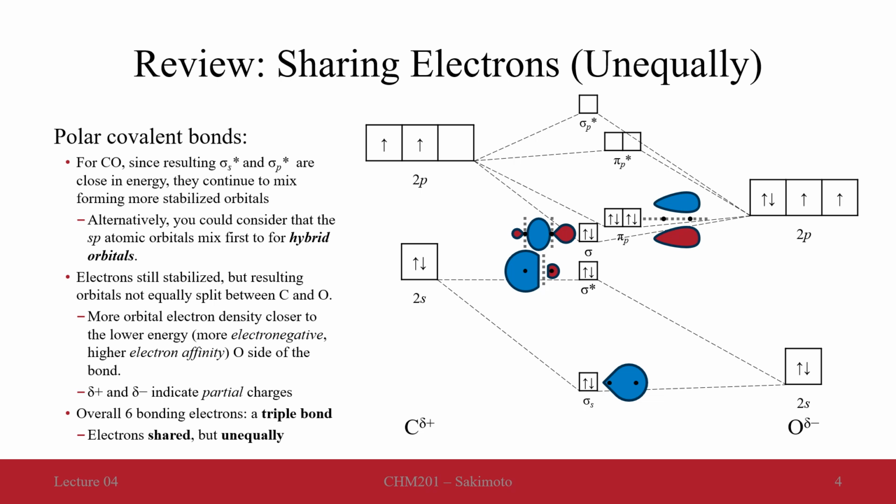One unique feature that we also see for this molecule of CO, or carbon monoxide, is that the resulting molecular orbitals, particularly this sigma star and this sigma, are very close in energy themselves. And the same way that we can mix atomic orbitals with each other, we can continue to mix molecular orbitals with each other if they are close enough in energy. And so we tend to see what we call sp mixing, where these two orbitals will further mix, producing a new set of stabilized bonding, destabilized antibonding orbitals.